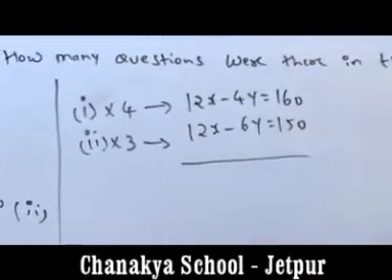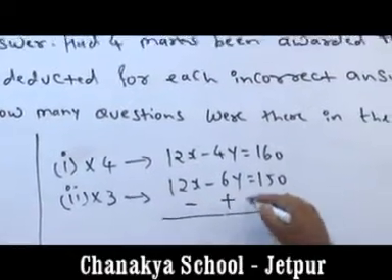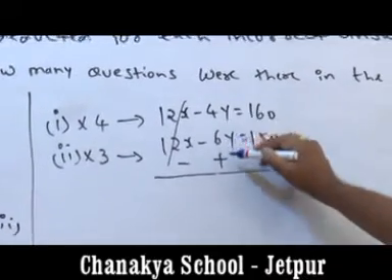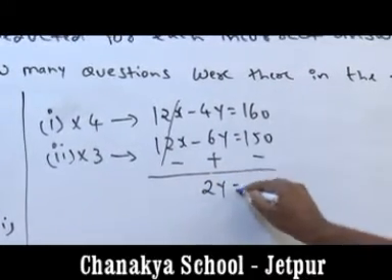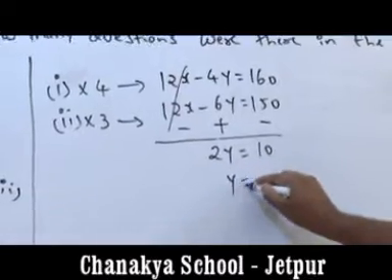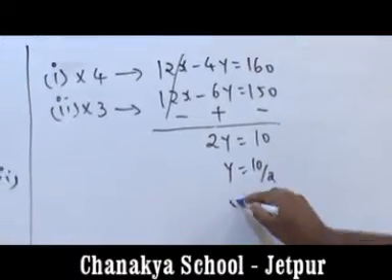Okay students, changing sign, minus plus minus, here 12x is eliminated, minus 4y plus 6y gives 2y, here 160 minus 150 gives 10, 2y equal to 10, y equal to 10 by 2, y equal to 5.